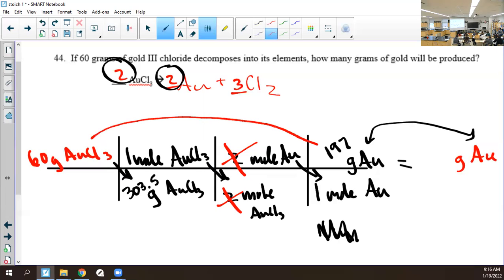So 60 times 197 divided by 303 equals some number. What? 38.9. Can I get an amen? Amen.